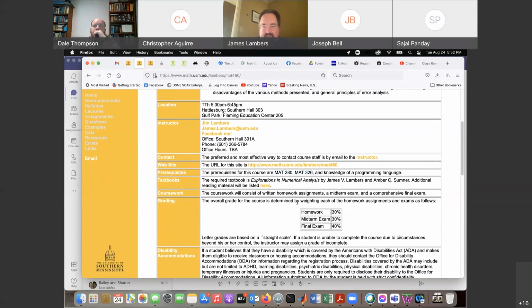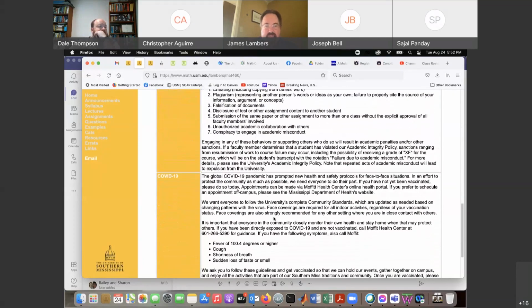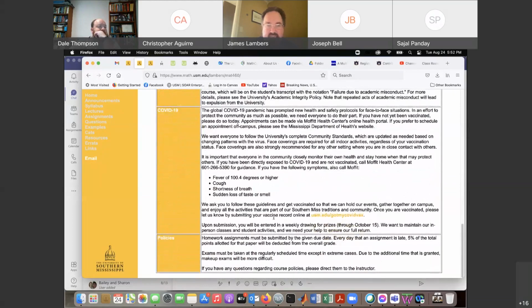Okay, the textbook info, and then here's how the grade will break down. So the homework category consists of the homework assignments that are the explorations from the text and the quizzes. All of those items will be lumped into this 30% category, and each one weighted equally within that category.